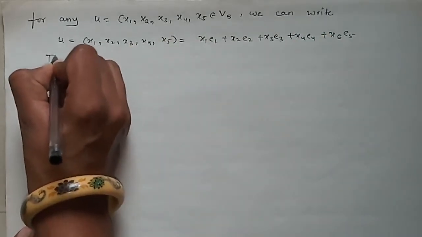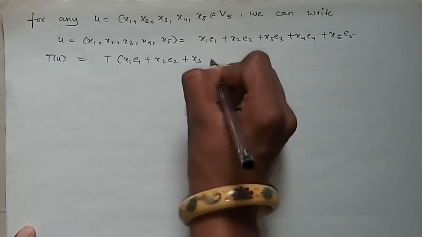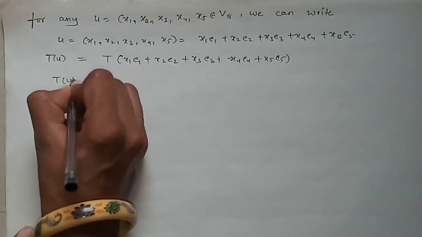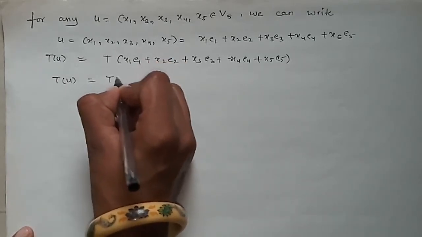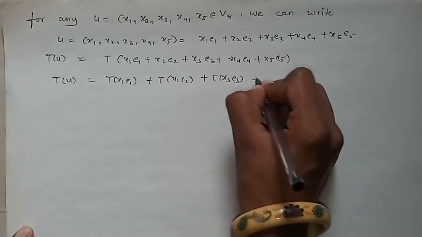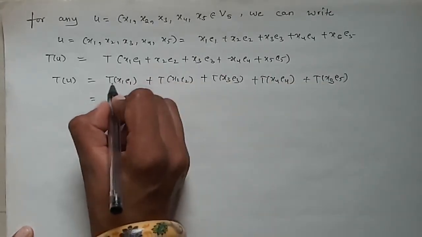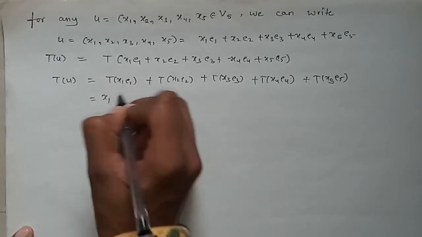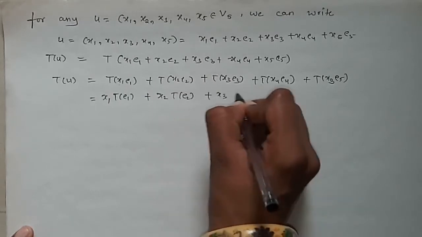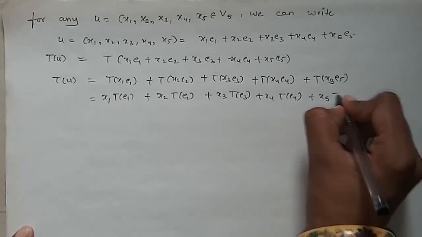Now here if I take T image on both sides, then T of U is equal to, since here my T is linear, T of x1 e1 plus T of x2 e2 plus T of x3 e3 plus T of x4 e4 plus T of x5 e5, which is equal to, since it is linear, it can be written in the scalar multiplication form: x1 T of e1 plus x2 T of e2 plus x3 T of e3 plus x4 T of e4 plus x5 T of e5.